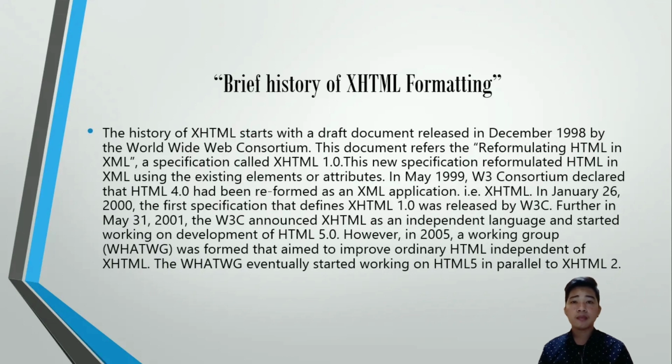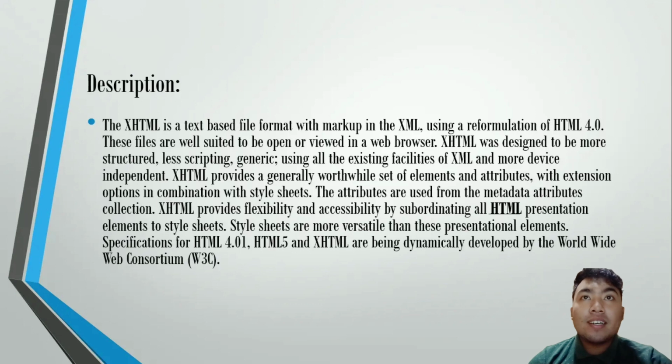Further, on May 31, 2000, the World Wide Web Consortium announced XHTML as an independent language and started working on the development of HTML 5.0. However, in 2005, a working group, WHATWG, was formed that aimed to prove ordinary HTML independent of XHTML. The WHATWG eventually started working on HTML5 in parallel to XHTML2. That's all.